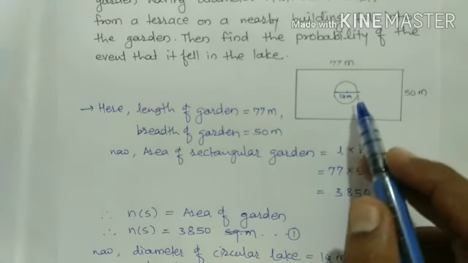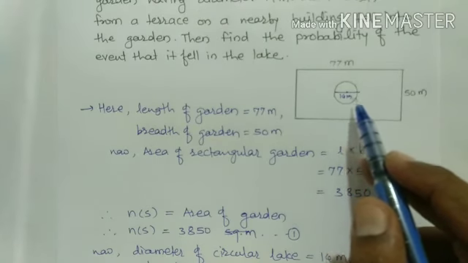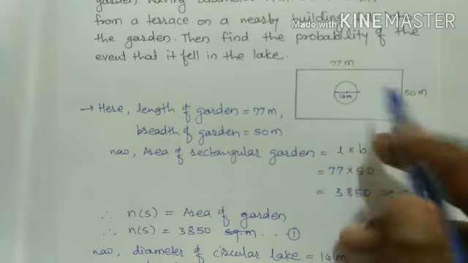And when we find n(S) and n(A), that is the number of sample points in the event, we can easily find out the probability of that event.